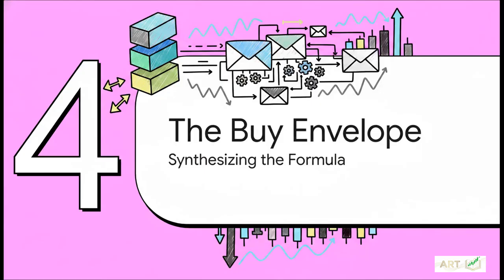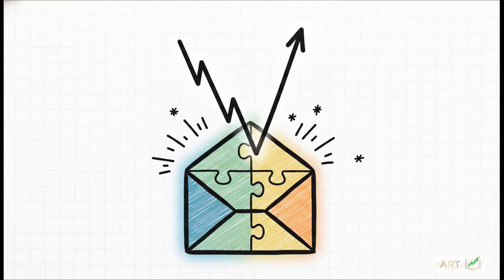Finally, Section 4, constructing the buy envelope, synthesizing the formula. We've got all our individual building blocks, so now it's time for the grand finale. The buy envelope is basically a zone made up of 4 distinct puzzle pieces. First, you take the average of the last 3 decline numbers and subtract it from the last high.